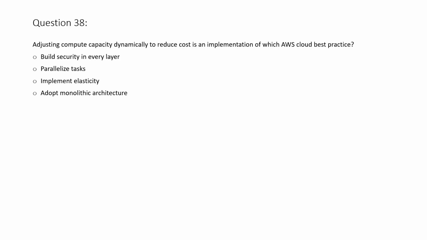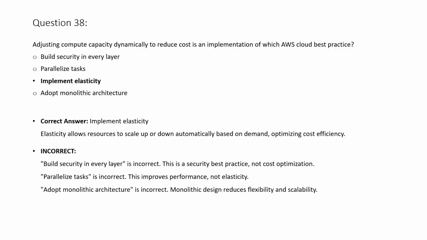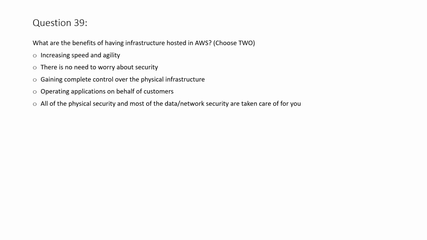Question number 38. Adjusting compute capacity dynamically to reduce the cost is an implementation of which AWS cloud best practice? Option A, build security in every layer. Option B, parallelize tasks. Option C, implement elasticity. Option D, adopt monolithic architecture. So the correct answer is implementing elasticity. The correct one.